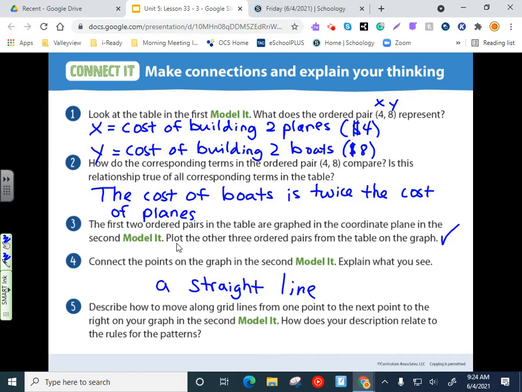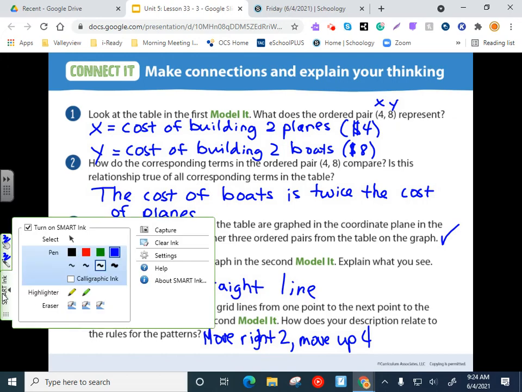Describe how to move along grid lines from one point to another. We move right 2, and then move up 4. And that's for every point there. Later on, when you start learning about it, you'll learn that that's something called a slope, and can come out as a fraction form, but that's for next year for 6th grade math. All right, go ahead and turn the page.